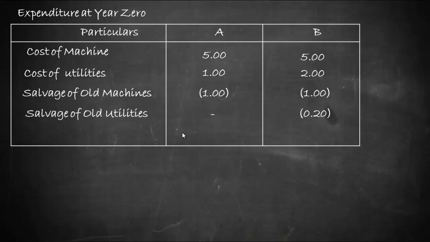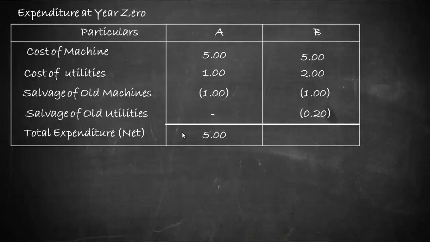So this is the initial cost. For mission A, it's going to be an outflow of 6 lakh and inflow of 1 lakh, so net of it is 5 lakh. For mission B, it's an outflow of 7 lakh and inflow of 1 lakh 20,000, so it is net of 5 lakh 80,000. So we have found the initial cash flow.